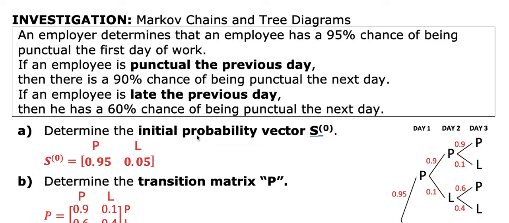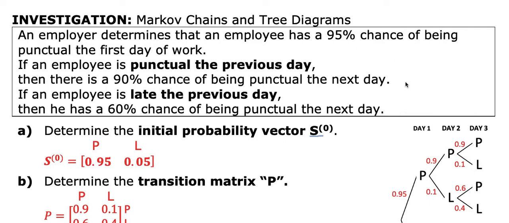Markov chains and tree diagrams. An employer determines that an employee has a 95% chance of being punctual the first day of work. If an employee is punctual the previous day, then there's a 90% chance of being punctual the next day. And if an employee is late the previous day, there's a 60% chance of being punctual the next day.